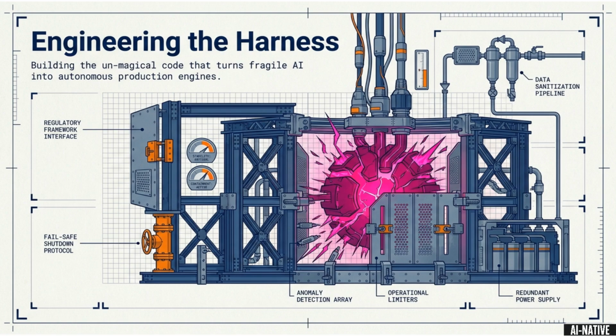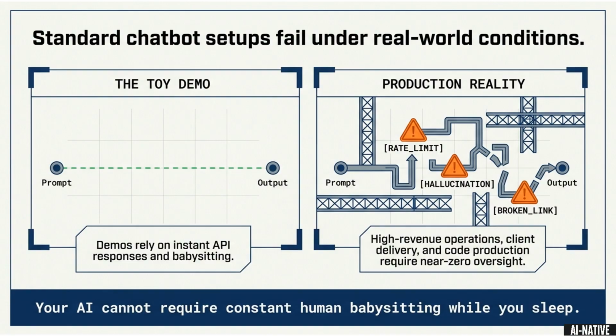Today, we are going to explore how to build the unmagical code that turns fragile AI into autonomous production engines. Standard chatbot setups often fail under real-world conditions. While a toy demo might work well with instant API responses and constant human babysitting, production reality is chaotic. To run a high-revenue operation, your AI cannot require constant oversight while you sleep. It must handle client delivery and operations on its own.